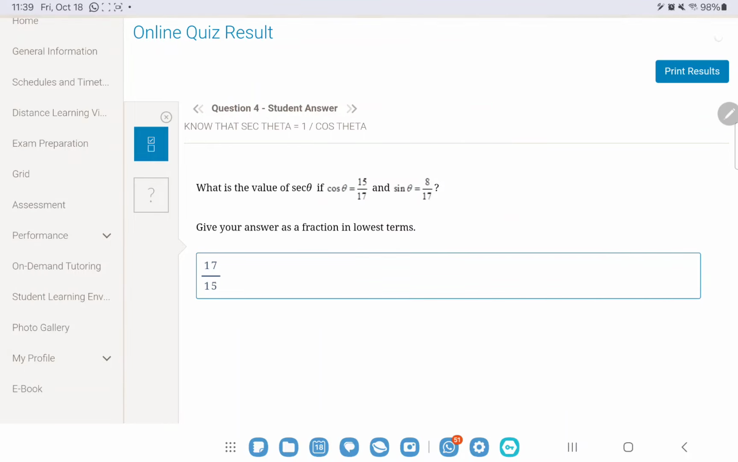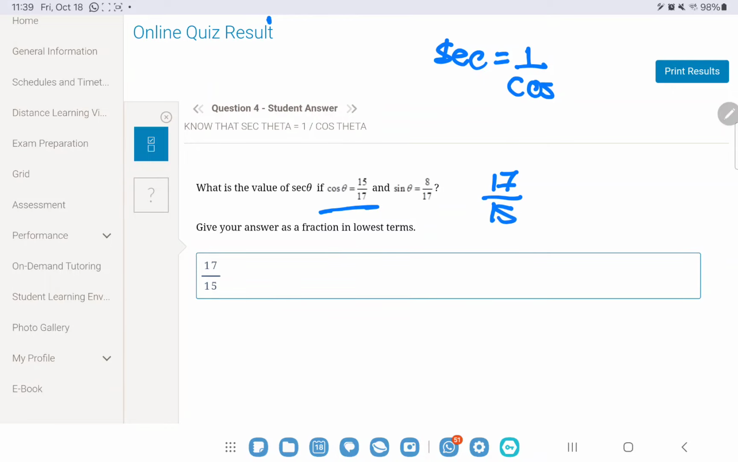Next question. Now here, when you see secant, it's 1 over cosine. Memorize these rules. I'm going to write them at the last question for you all. So let's solve now. The 1 over cosine just means the reciprocal of cosine. So 17 over 15. So that's just it for these types of questions. They're really easy.